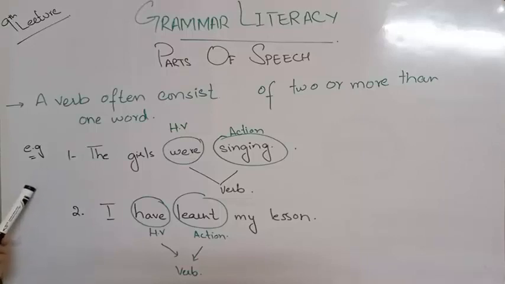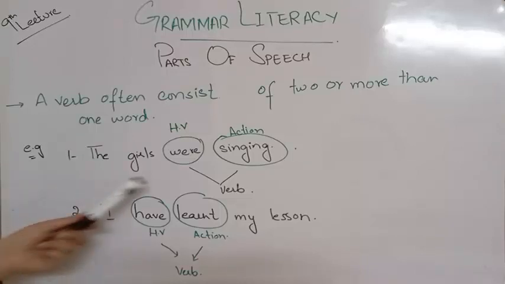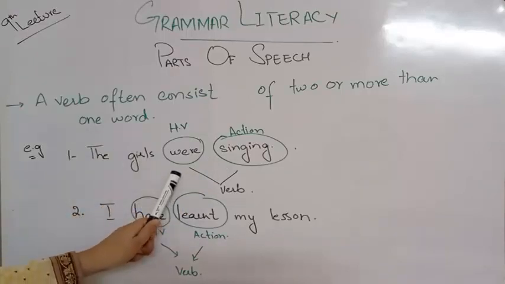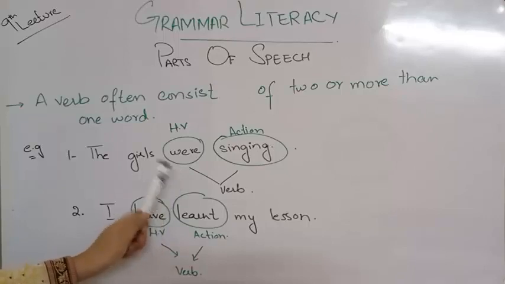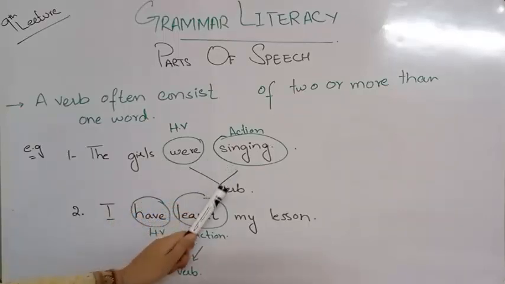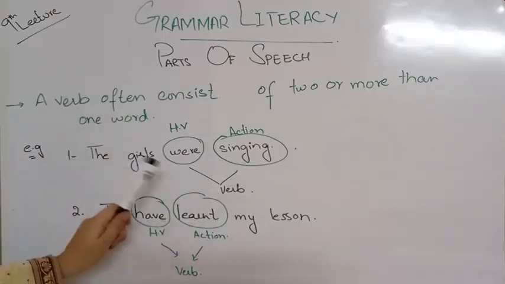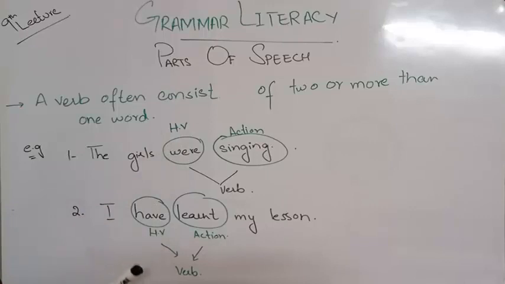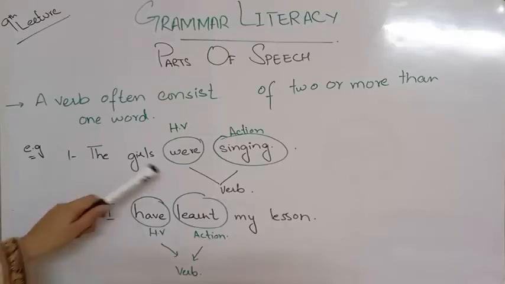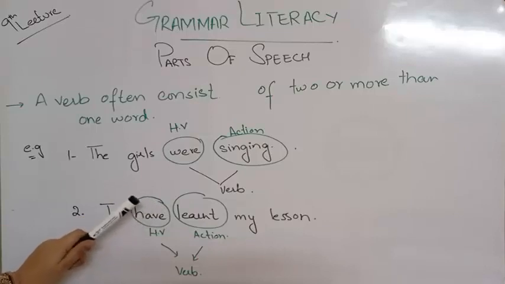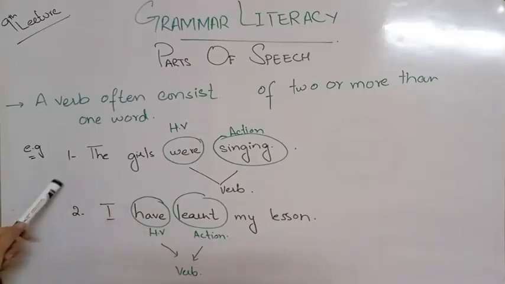It is a past continuous tense. So here were and singing both are at the same time. Here the helping verb is were, the action verb is singing, and these 2 are called the verb. So it often consists of 2 or more than 2. It could be more than 2 as well. In a single sentence, there could be 2 or 3 forms of verb, 2 or 3 helping verbs, because the sentences are complicated according to the need. These are very simple ones so that the things are clear.